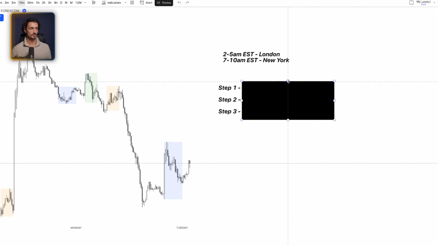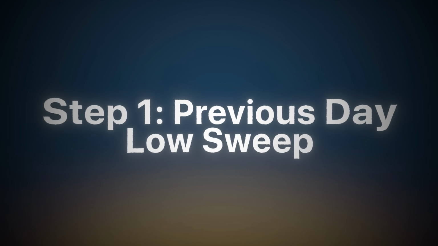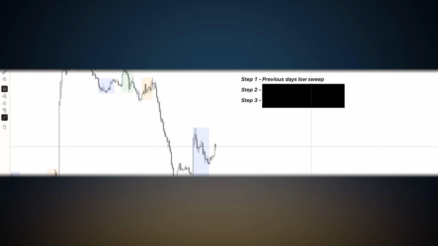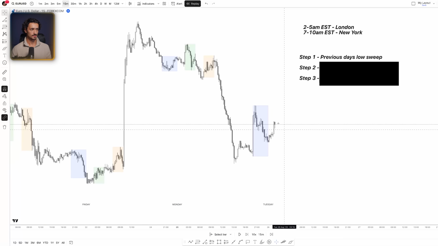So dialing straight into step 1. Step 1 is a sweep of previous day's low. So here we are, as you can see. Now, the first thing you have to do is identify the previous day's low. So the day starts at 5 p.m. Eastern Standard Time. That is the daily close and daily open.